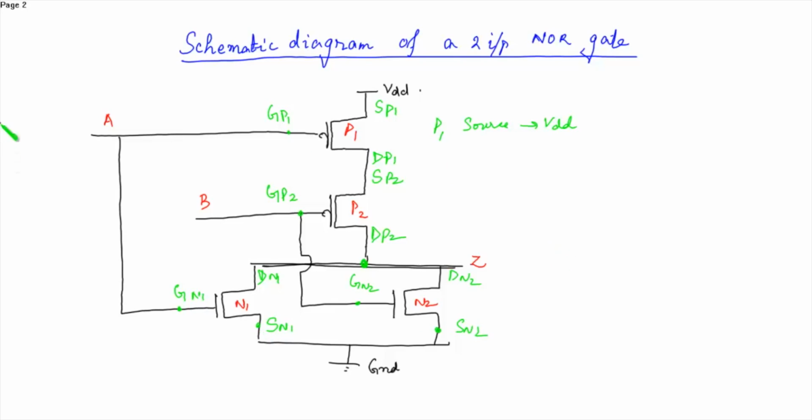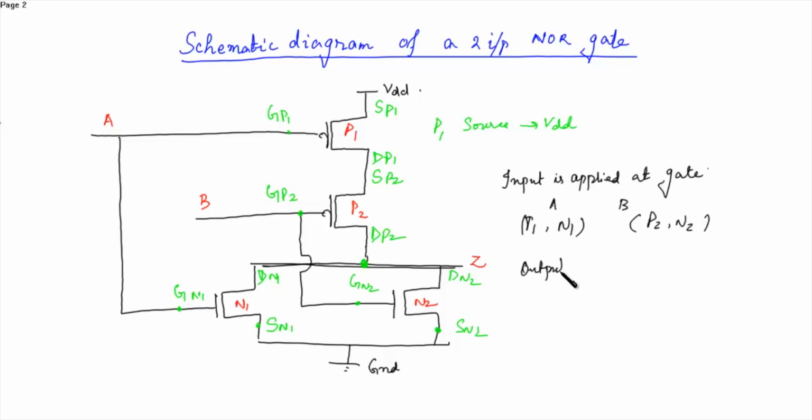Okay, so from here you can understand that the input is applied at the gate, and that is A and B. Here we have A and B. A is between P1 and N1, and B is P2 and N2, and the output is obtained at the drain terminal, that is P2, N1 and N2. The output is Z.